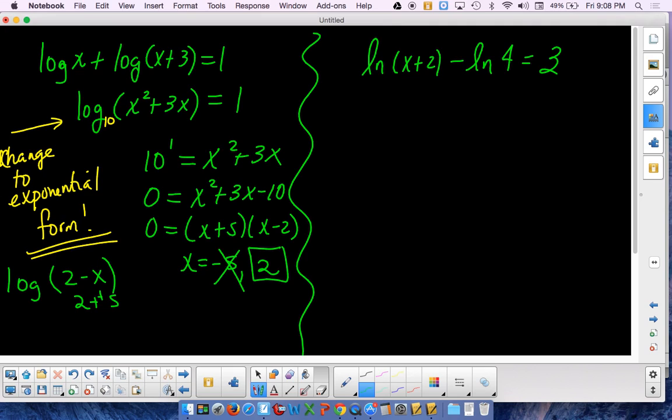Now the other thing I want to show you here, well, actually I think I'll come back. Hold on to that a second. Let me do the natural log one first, and then I will come back and show you an alternative method you could have used to solve that.